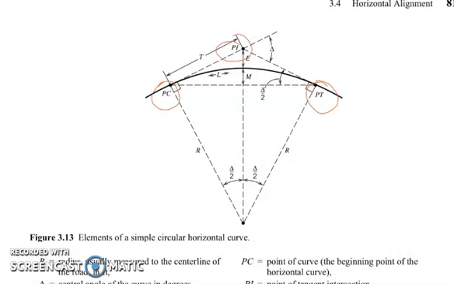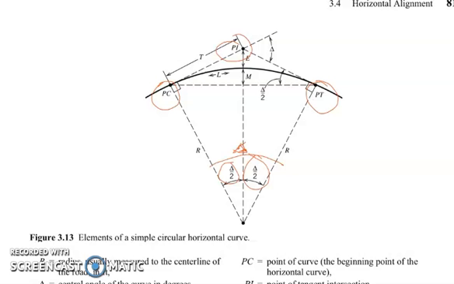From P sub C towards P sub I, that is denoted by T, which is the tangent length. And from P sub I towards the curve is denoted by our E. That is the external distance. And from the middle curve point towards the horizontal line that connects P sub C and P sub T, that is our middle ordinate denoted by M. And of course, we have our central angle, denoted by delta. Midway to that is delta over 2.